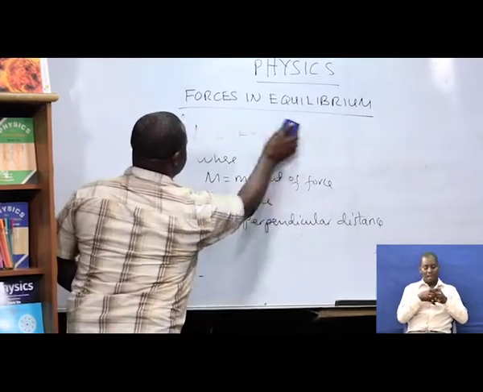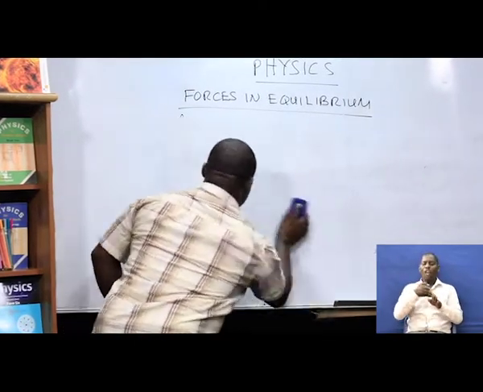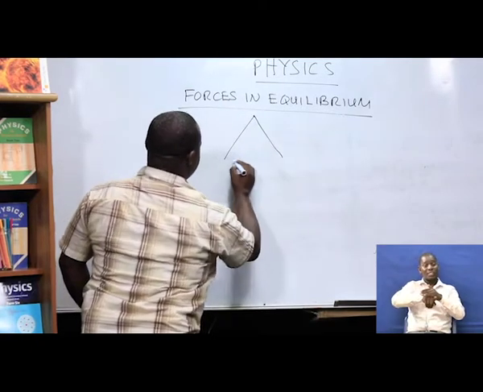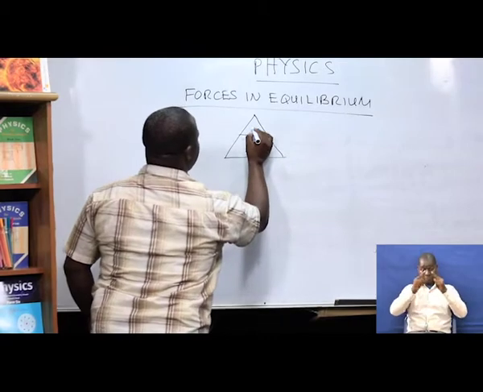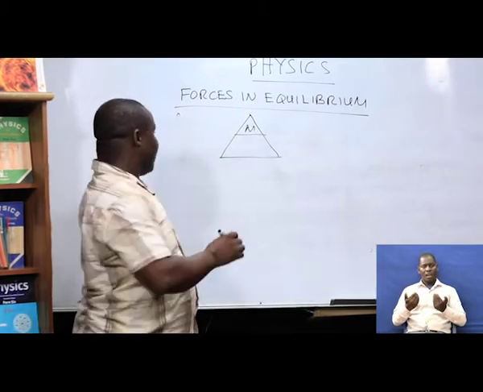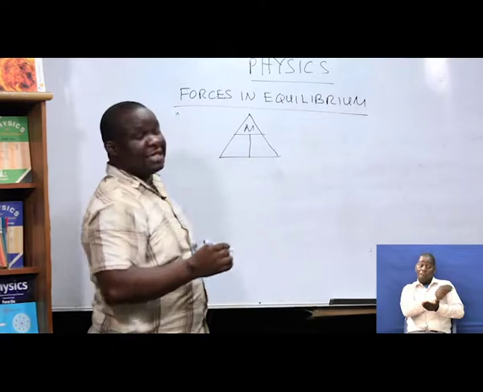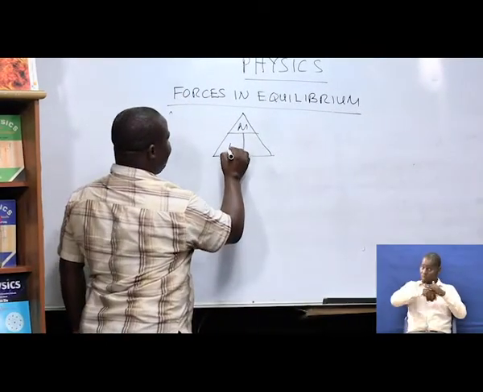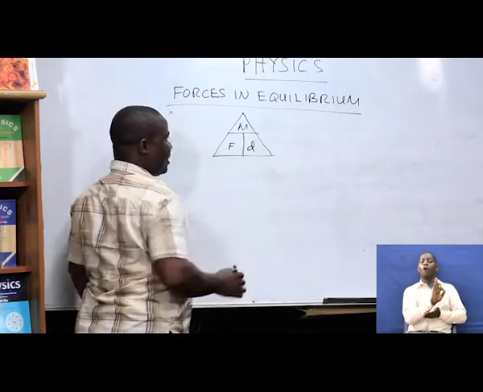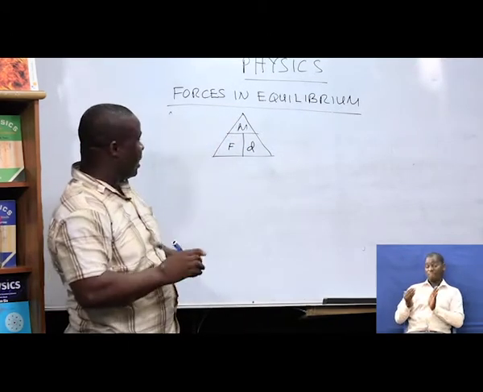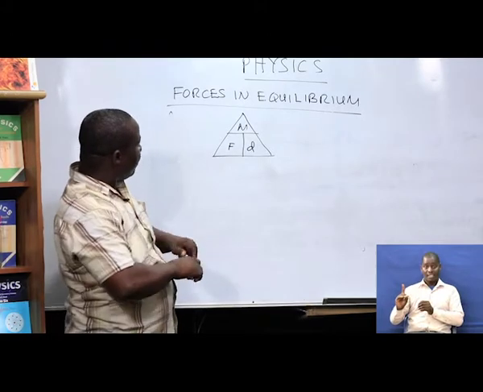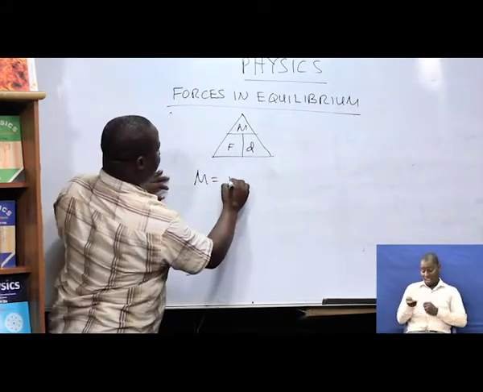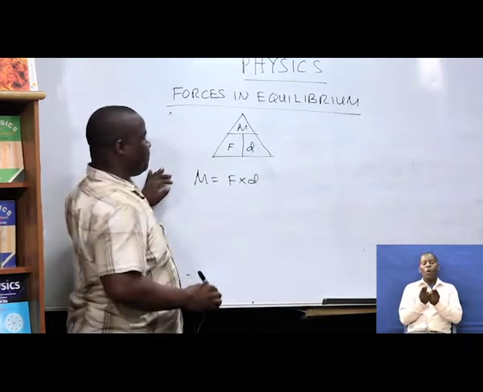In order to memorize it properly, you can put it in a triangular form, where here we have the moment of force M, and since it's the product of force times distance, here is force and here is distance. From this, what you can interpret is that moment of force M equals force times perpendicular distance.